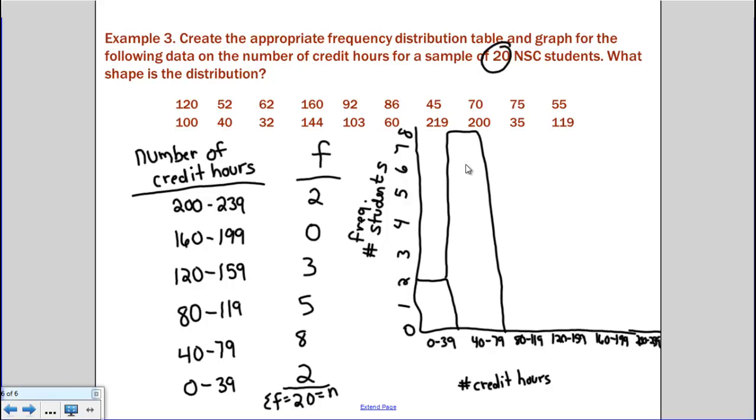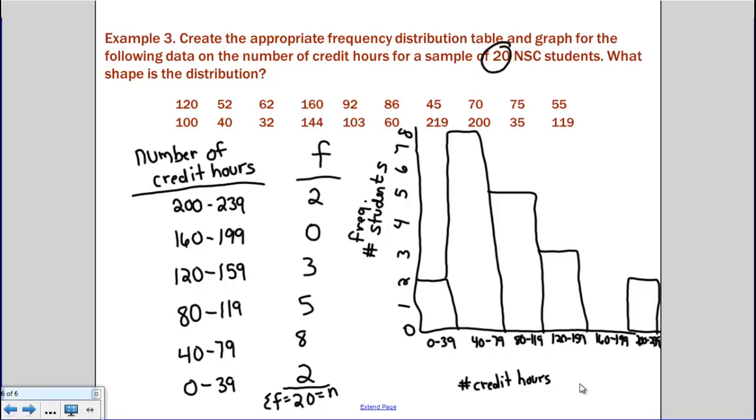Between 80 and 119 was 5. Between 120 and 159, there was 3 students. Between 160 and 199 was 0. And then between 200 and 239 was 2. So this illustrates one of the primary reasons why it's important to include the full range of values even if there's none there. Because when you go to draw your graph, it's important to see that something just dropped off the map there, right? There's a gap in this spot between 160 and 199 credit hours. You want that represented in your graphs.